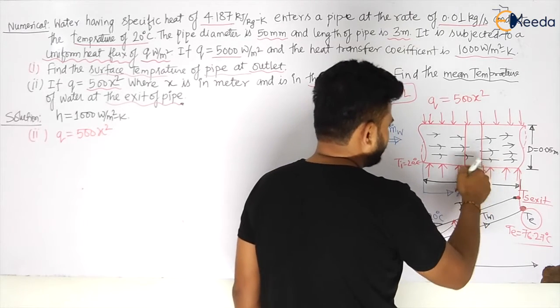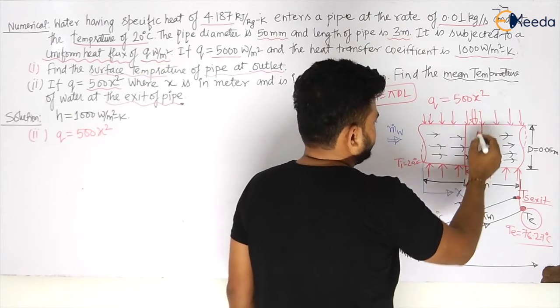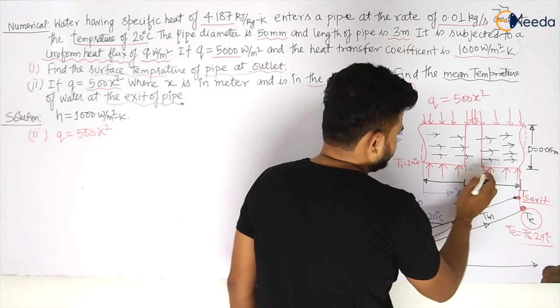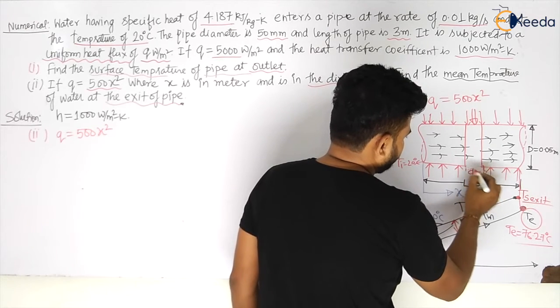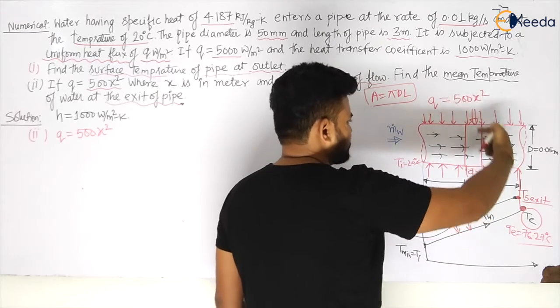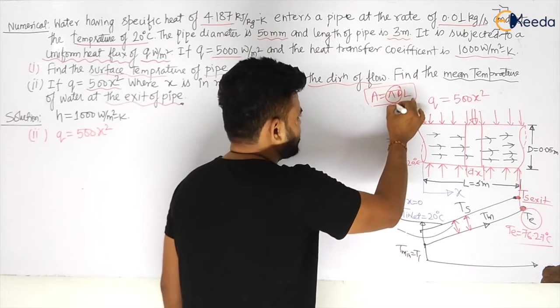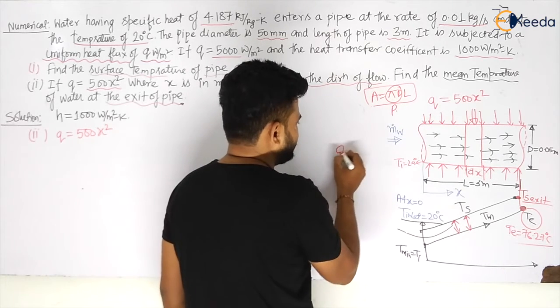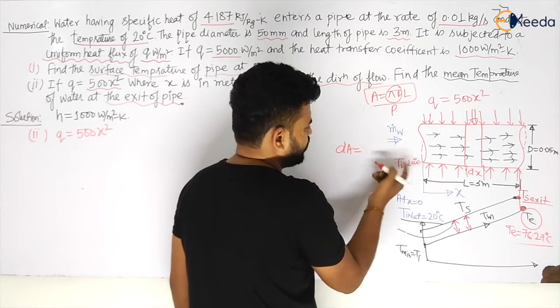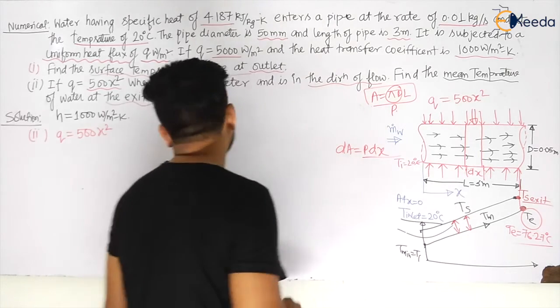So if I have an element with that kind of uniform heat flux, having length dx, this will be the curved surface area. So what is the perimeter? Perimeter is pi d. And if I take dA, the small area will be nothing but perimeter into dx. So let us calculate.